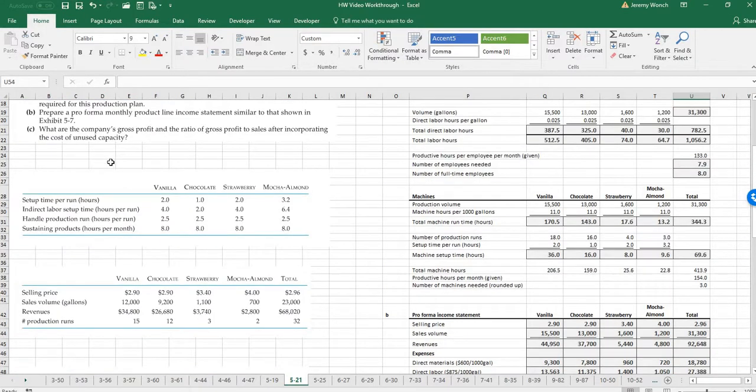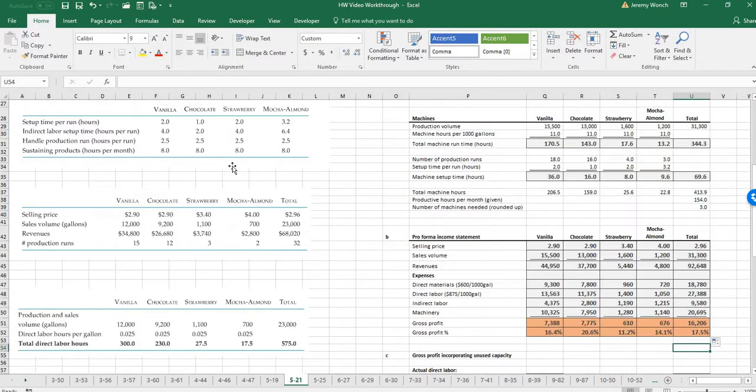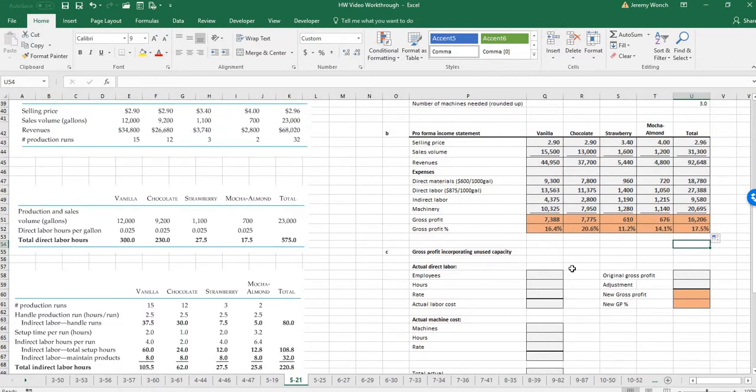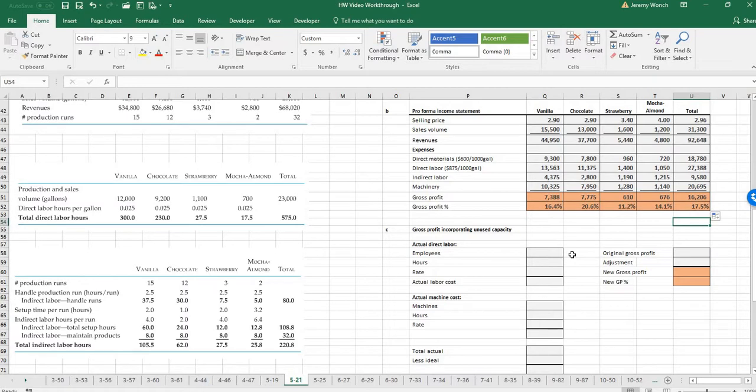But in part C, it says, what's the company's gross profit ratio if we factor in unused capacity? So it's so hard to match what we're actually going to do versus the capacity that we have on hand. And so they're never going to match up perfectly.